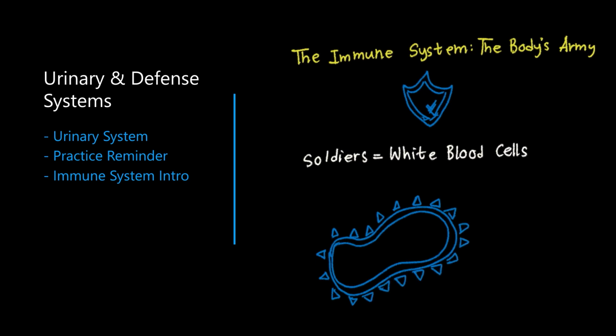The primary soldiers of this army are the white blood cells, or leukocytes. There are many types, each with a specialized role. They're constantly patrolling your bloodstream and tissues. These invaders, or pathogens, have unique molecules on their surfaces called antigens, which act like enemy flags. When your immune cells recognize an antigen as foreign, they launch an attack.